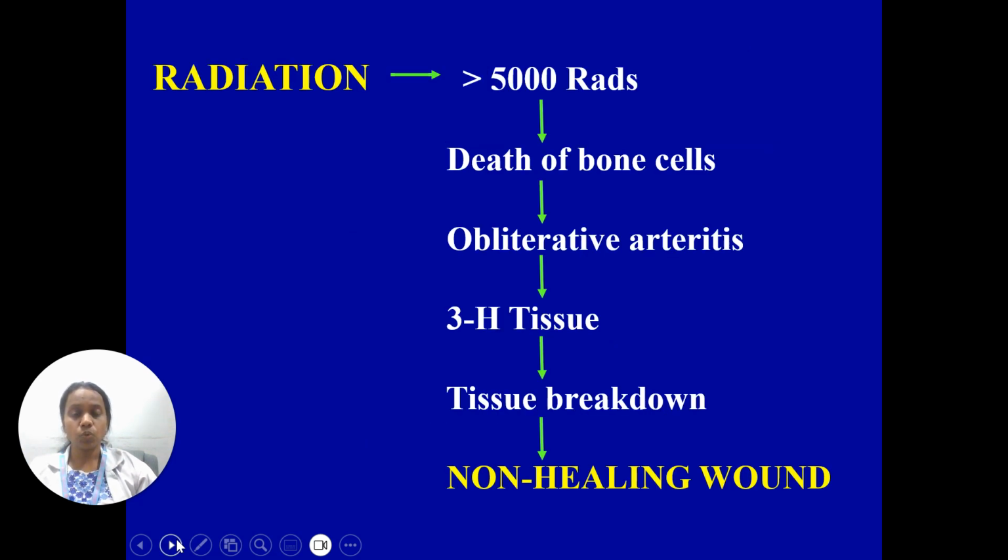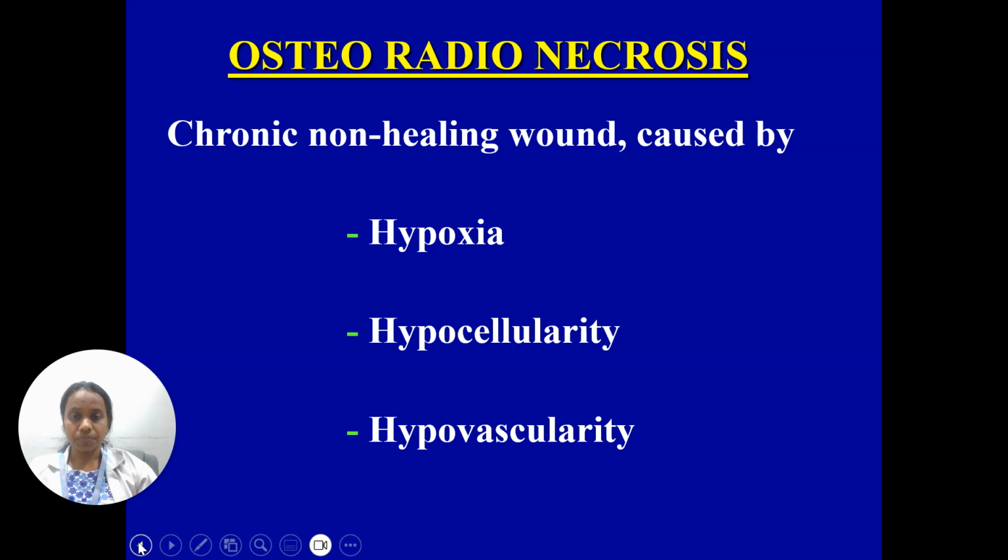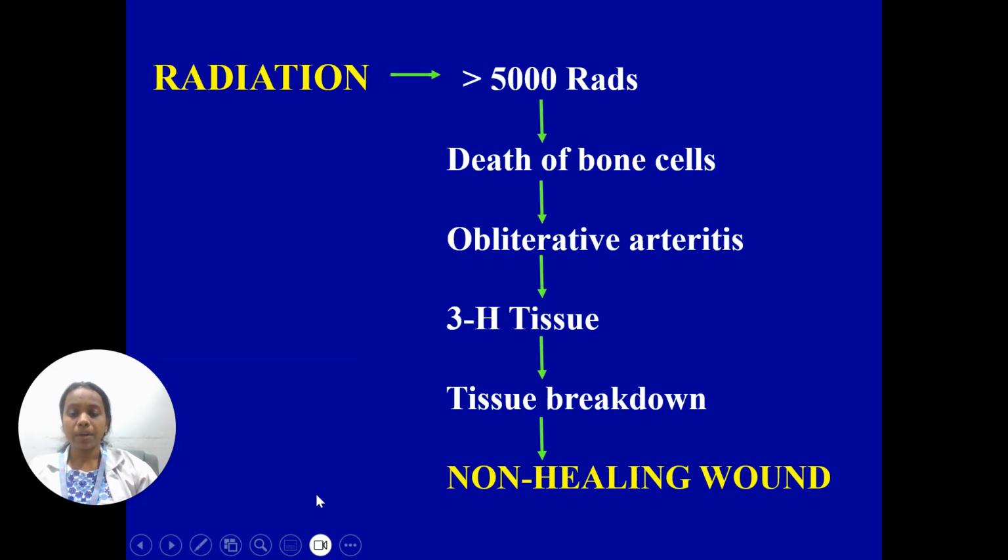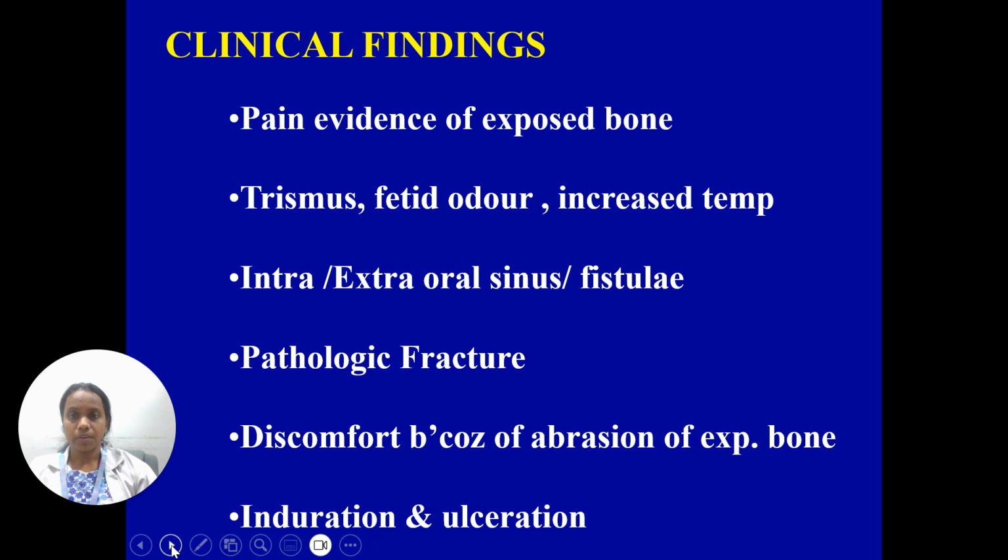So irradiation of more than 5,000 rads, when given to the oral structures with the bone intervening, causes the death of the bone cells, obliterates the arteries, and causes endarteritis, thereby leading to hypoxia, hypocellularity and hypovascularity. Thereby, it leads to a tissue breakdown and there is a non-healing wound present there.